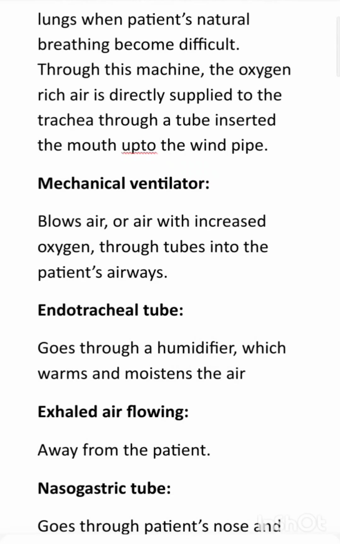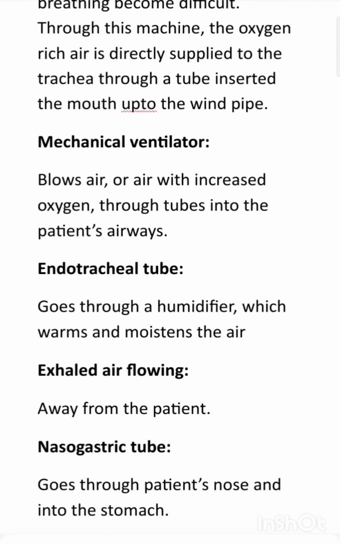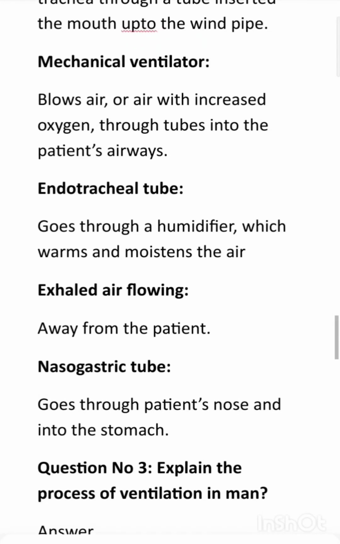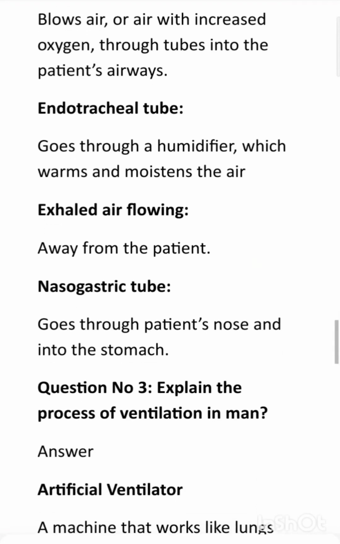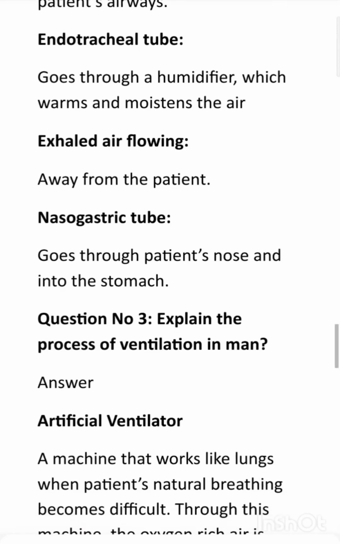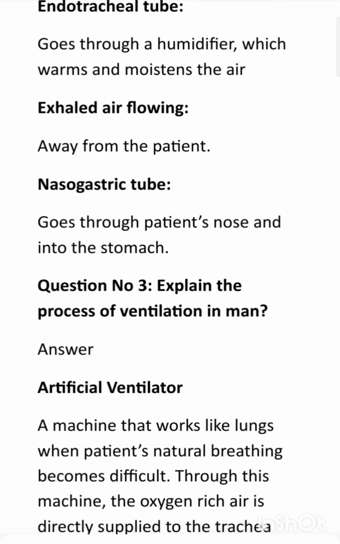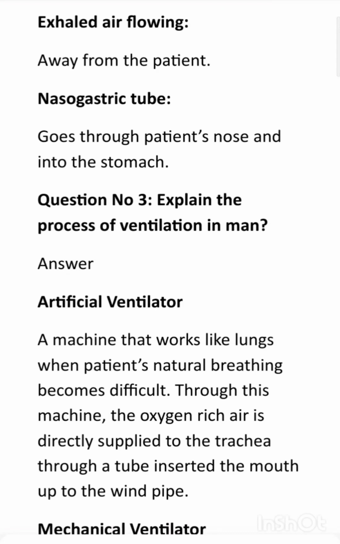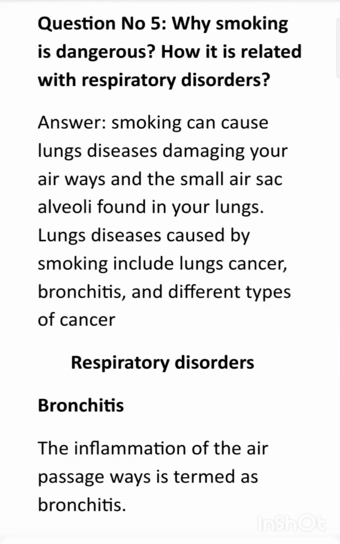A mechanical ventilator blows air, or air with increased oxygen, through tubes into the patient's airways. The endotracheal tube goes through a humidifier, which warms and moistens the air. Exhaled air flows away from the patient. The nasogastric tube goes through the patient's nose and into the stomach.